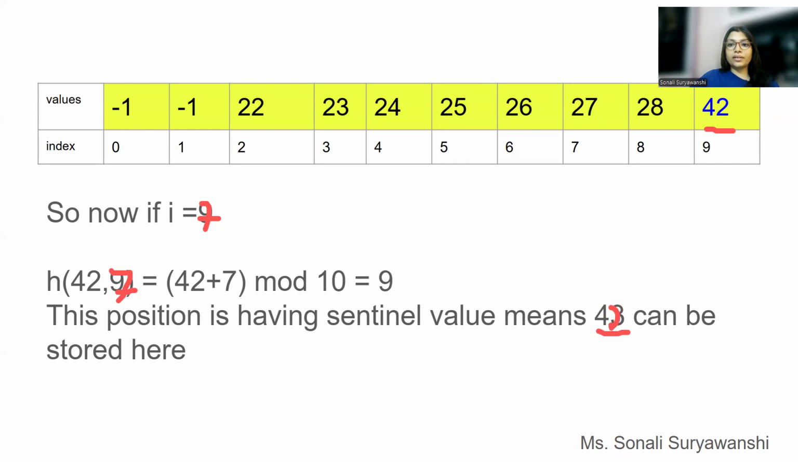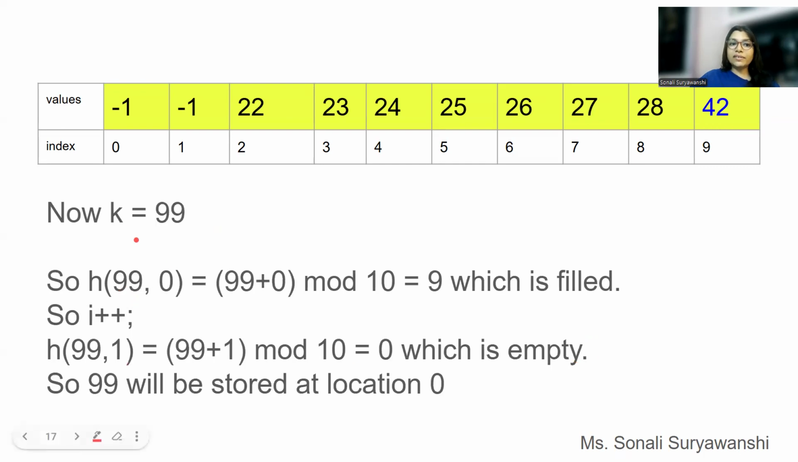Okay, now let's start with, let's say, a key number 99. I want to store a key 99 into this hash table. Okay, so we'll again start with the same process. We will start with I as 0 and we'll try to search for an available space for that. If the space is not available, meaning the hash key location does not have a sentinel value, then we increment I.